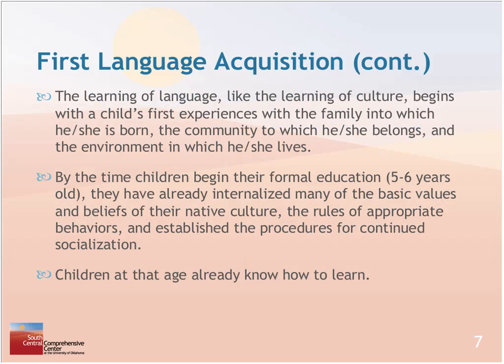And by the time that he has 5 or 6 years, they already have internalized their basic values, but at the same time, they have already known how to learn. So when they come to school, they already have their schema in their minds, and they already decide how they are going to be learning.